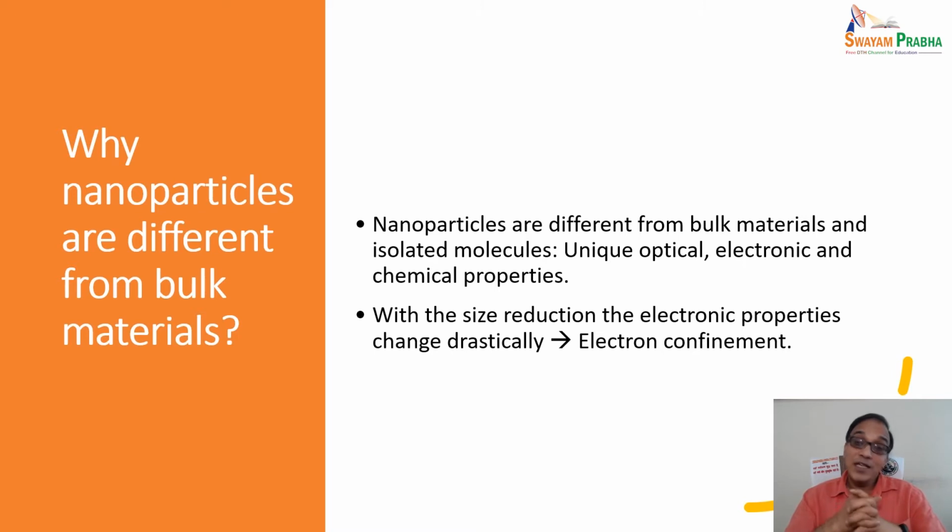Why nanoparticles are different? First, let's understand that nanoparticles are different from bulk materials and isolated molecules in various properties, having unique optical properties, electronic properties, chemical properties, and mechanical properties also. As the dimensions of the material is reduced, the electronic properties change drastically as the density of states and the spatial length scale of the electronic motion are reduced. The electron confinement is there when you are decreasing the size. Closely related to size induced change in the electronic structure are the optical properties of nanomaterials.